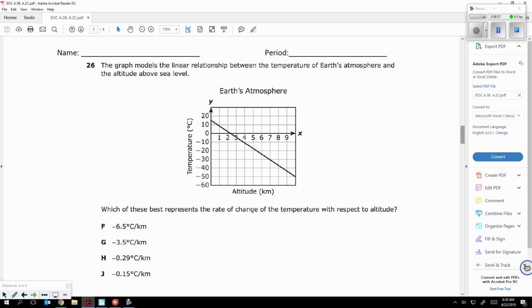The graph models a linear relationship between the temperature of Earth's atmosphere and the altitude above sea level. Which of these best represents the rate of change of the temperature with respect to altitude? So we're going to do the exact same thing that we did. We know that rate of change is the same thing as slope, and slope is change of y over my change of x.